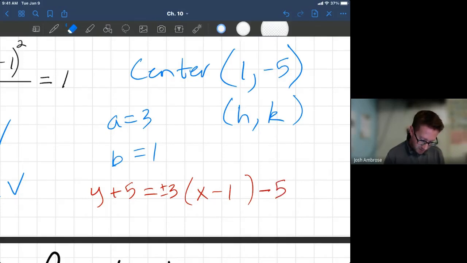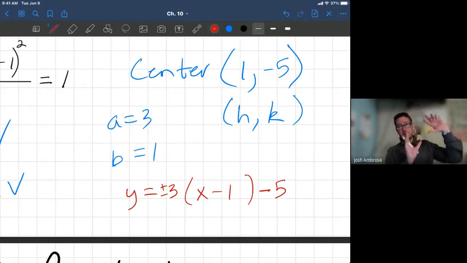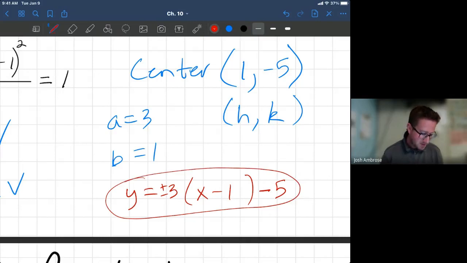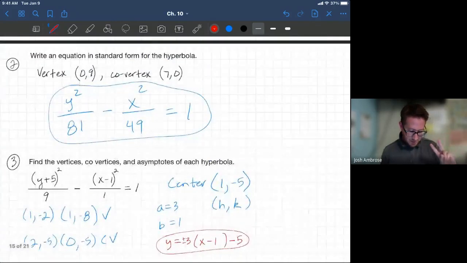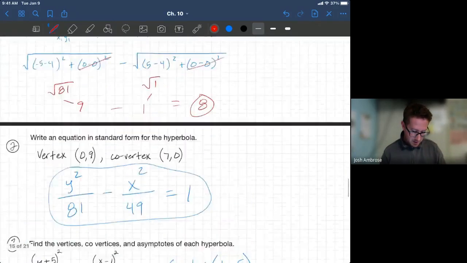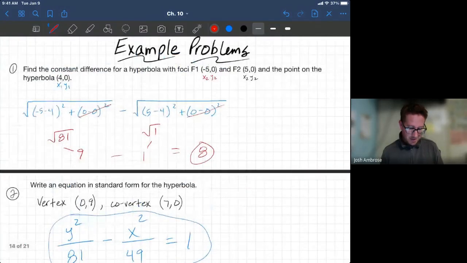And then I'm going to go ahead and erase that. And on your notes, though, I'd probably recommend that you don't erase it. Just move it over so you can see how we created a final asymptote equation right there. y equals plus or minus 3, parentheses x minus 1, then outside of the parentheses minus 5. All right, so let's go ahead and zoom out. Example problems 2 and 3 right here. Example problem 1 right there.